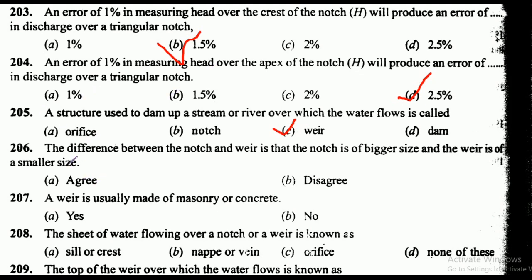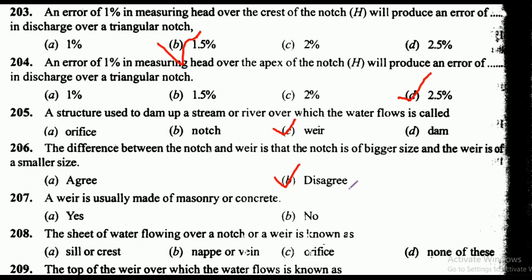Next is, the difference between the notch and weir is that the notch is of bigger size and the weir is of a smaller size. Options are agree or disagree. So here friends, the statement is wrong. So here the correct answer is option B, that is disagree.